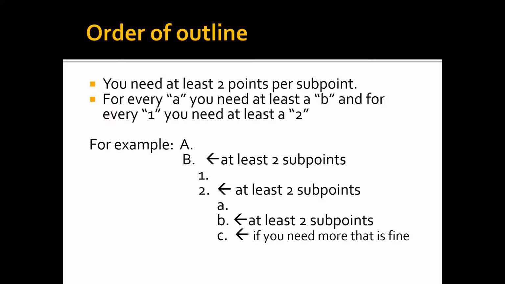Look at the next example. We have A and B. A and B are at least 2 subpoints. Then underneath B, we have 1, 2, at least 2 subpoints. Underneath number 2, you have A, B, C, at least 2 subpoints. If you have more, that's fine. You can have no subpoints or at least 2. So for A, there's no subpoints. But for B, we have 1 and 2. For number 1, we have no subpoints. So for number 2, we have A, B, and C.